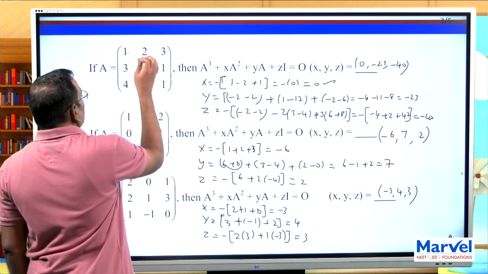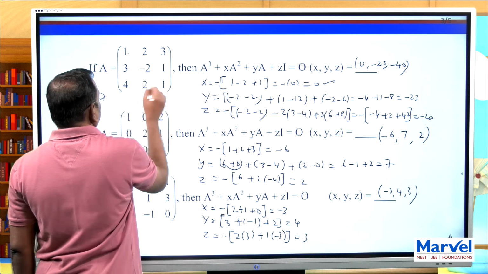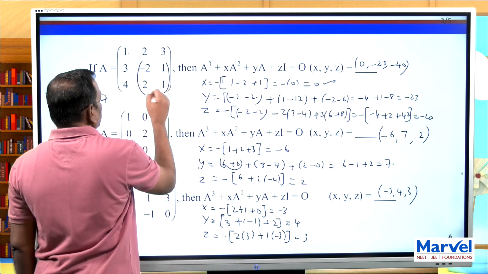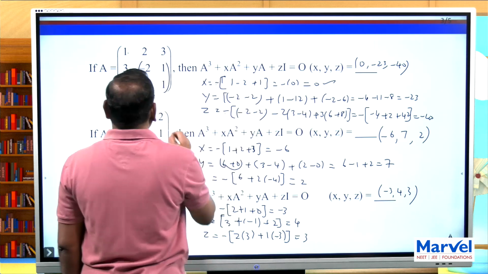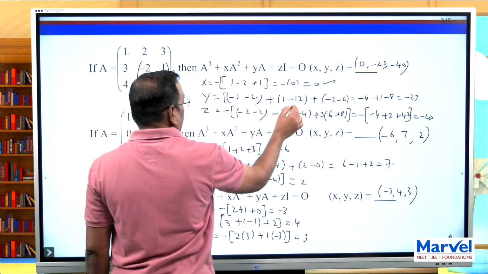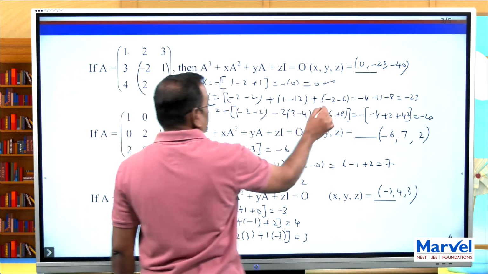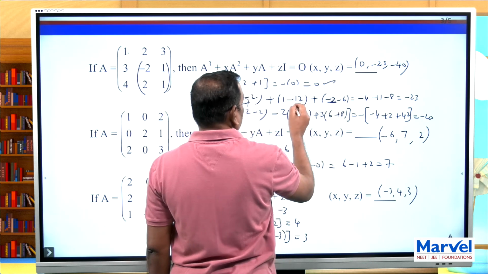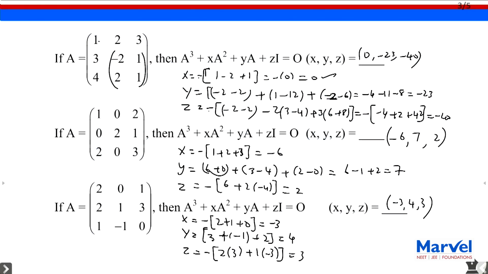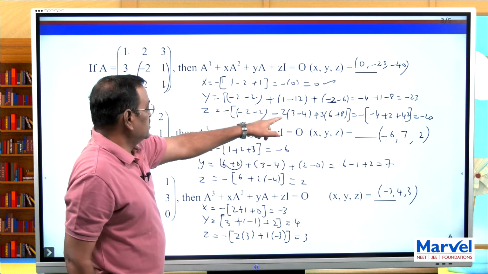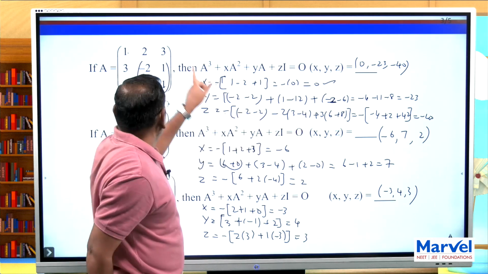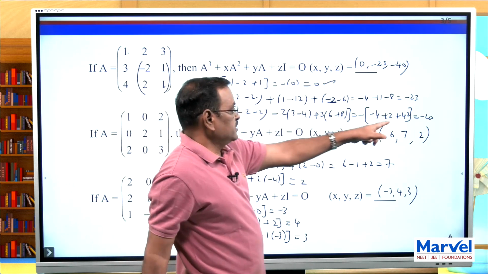For the diagonal elements, what is the cofactor for 1? This value, correct? Minus 2, see here, minus 2, and for this number 1, minus 12, see here, and for this number, omit minus 2, minus 6, minus 8, minus 11 and minus 4, the answer is minus 23. And z, minus determinant of A. As you know, what is determinant of A? 1 into minus 2, and 2 into, see here, 3 minus 4, and 3 into 6 plus 8, the answer is minus 40.